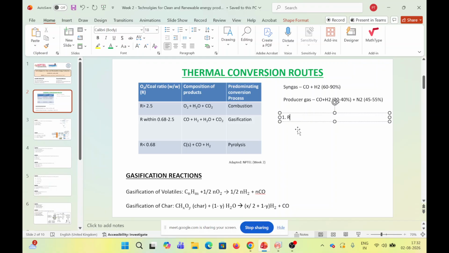So first one is reduce the CO2 emission. Second one is accurate combustion control. Third one is high thermal efficiency. Fourth one is compact equipment requirement.